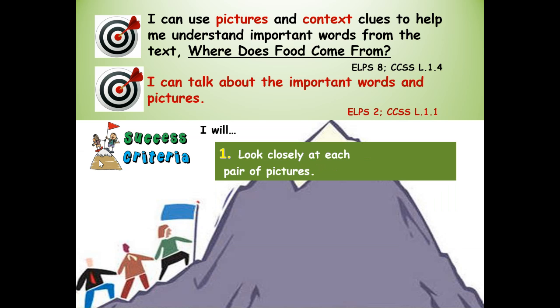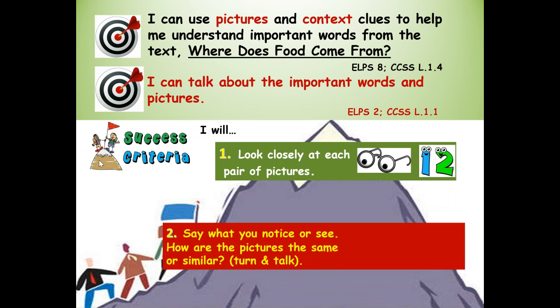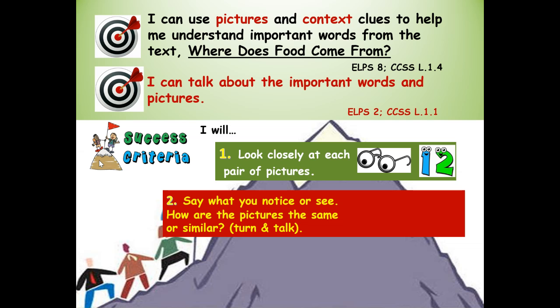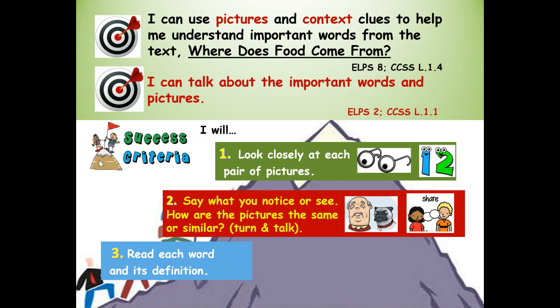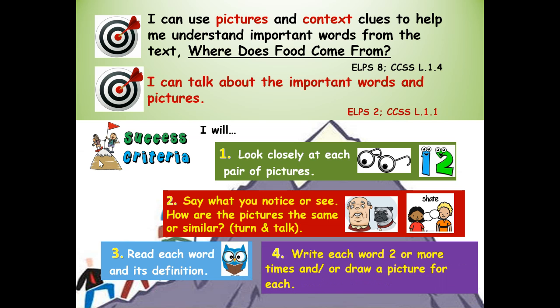I will, number 1, look closely at each pair of pictures. I will, number 2, say what I notice or see. How are the pictures the same or similar? Turn and talk. Number 3, I will read each word and its definition. And finally, number 4, I will write each word 2 or more times and draw a picture for each.